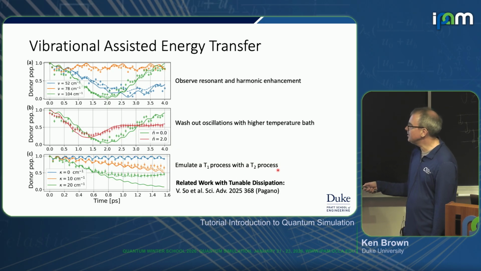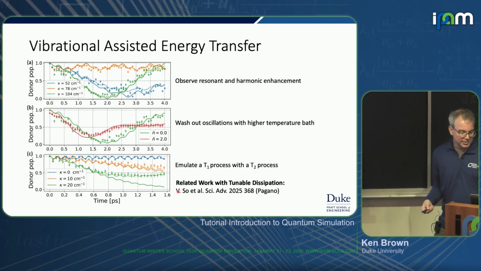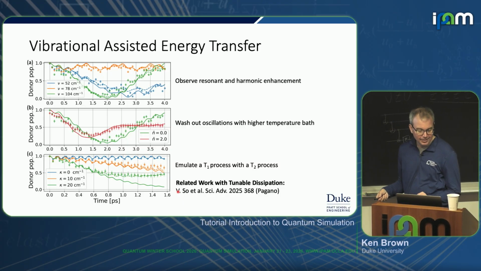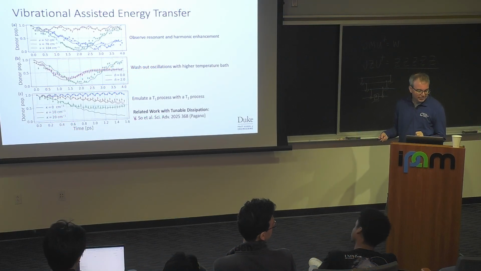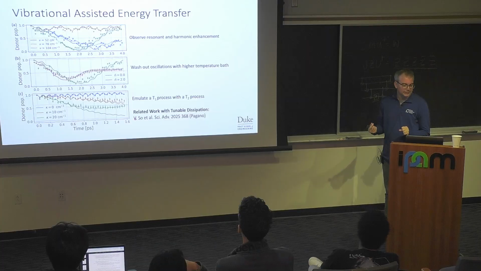And then at the same time, Guido Pagano's group at Rice, they did some really nice work with this tunable dissipation. We have a way to convert this number n into actual temperature. So you're saying for different n's, you have a different temperature.